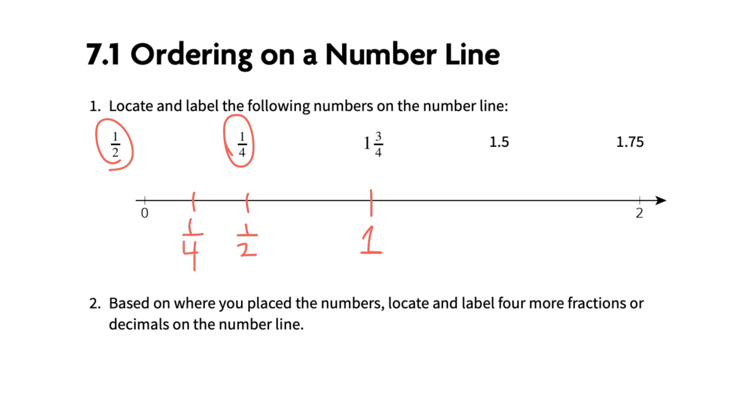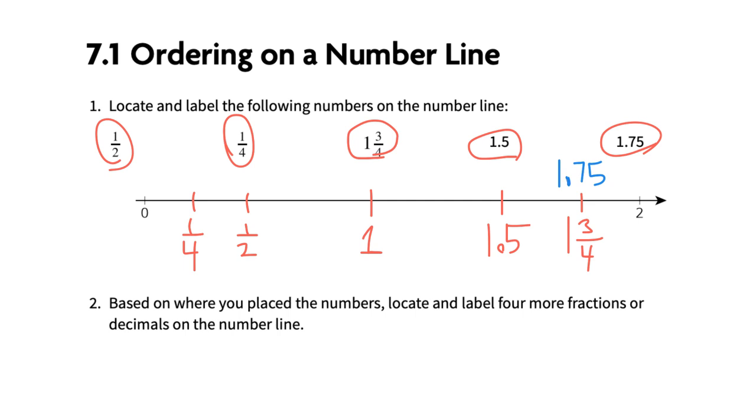And then where is 1.5 going to be? Well, that's going to be somewhere between 1 and 2. So that means 1 3/4 is going to be way over here between 1 1/2 and 2, right? And so that's going to be way over here, 1 3/4. And then lastly, where is 1.75 going to be? Well, it's going to be in the same exact location because it is the same as 1 3/4.